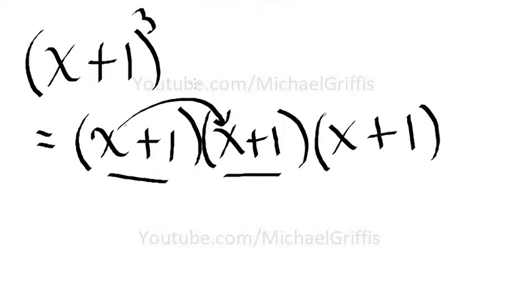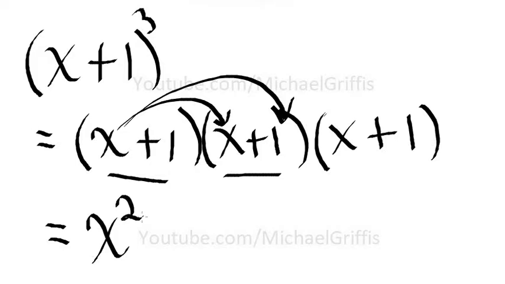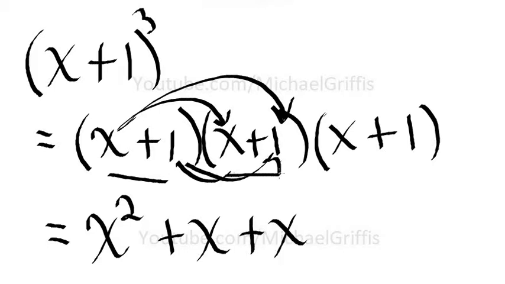Right, so we're going to multiply our first terms, our outside terms, inside terms, and then last terms. X times x is x squared. Then we have x times 1. It's just x. 1 times x, x, and 1 times 1. Okay.